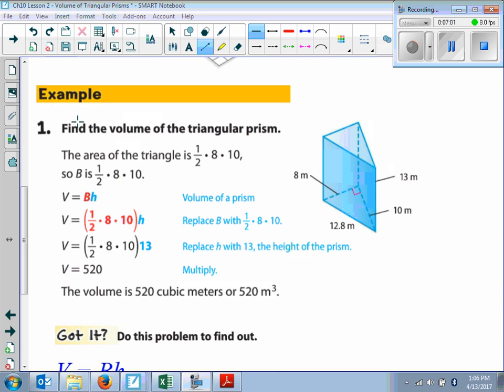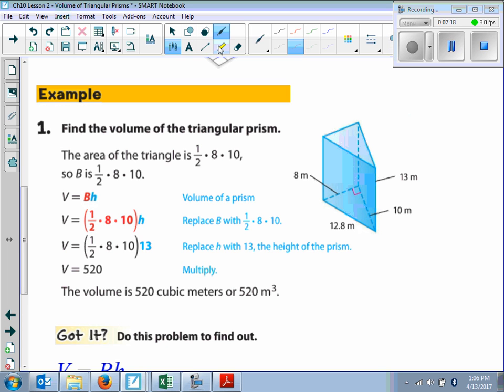So for the first example, it says find the volume of the triangular prism. Okay, so here's our picture. We want to find the area of the base, that's the big B, and the formula is 1/2 times the base times the height of the base.